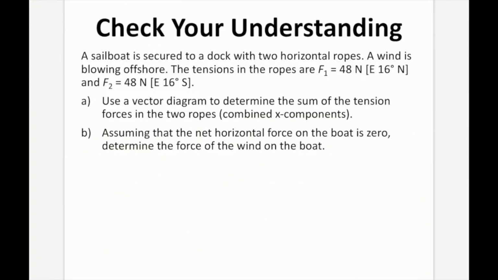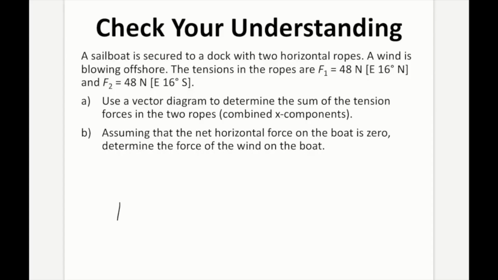Check your understanding. A sailboat is secured to a dock with 2 horizontal ropes. A wind is blowing offshore. The tensions in the ropes are F1 equals 48 newtons, east 16 degrees north, and F2 is 48 newtons, east 16 degrees south. A. Use a vector diagram to determine the sum of the tension forces in the 2 ropes. And B. Assuming that the net horizontal force on the boat is 0, determine the force of the wind on the boat. So I'd like you to pause the video and answer A and B.